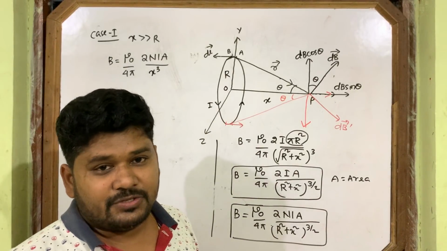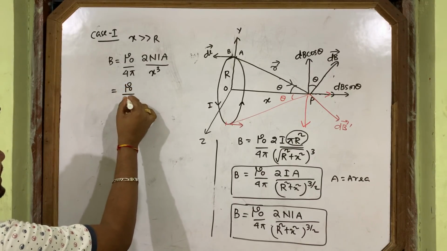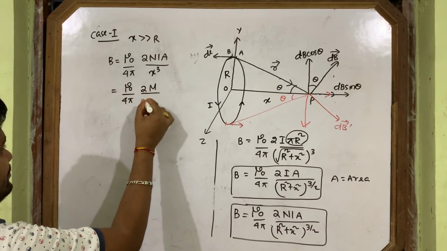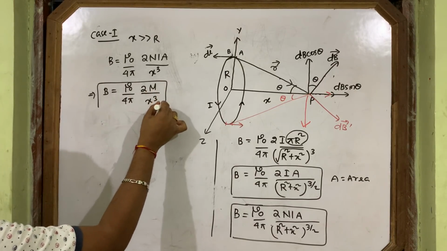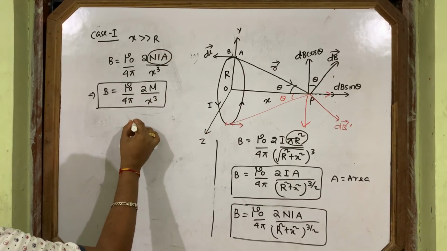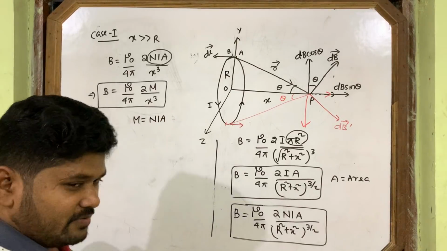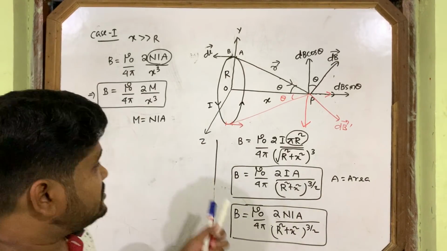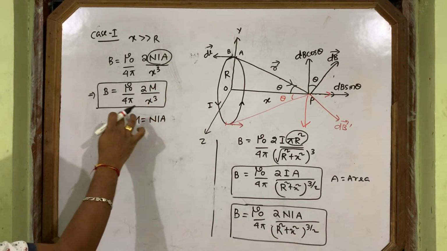It becomes x cube. So in place of Nia, I can write here 2m by x cube. You see what magic now happens here. In place of Nia, I wrote here m, meaning m is equal to Nia. What magic happens here? Have you seen this type of expression anywhere?